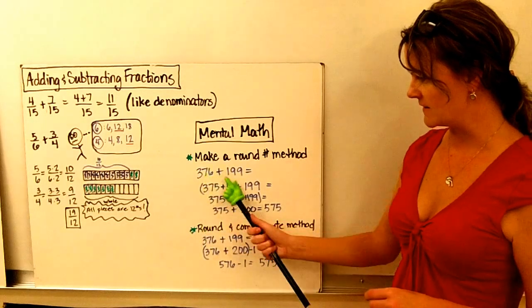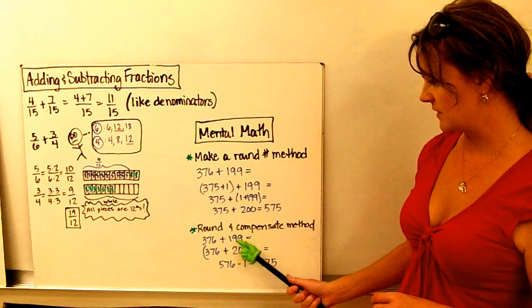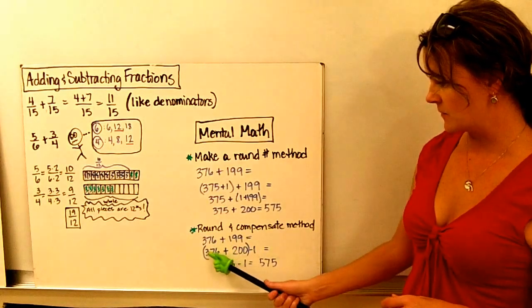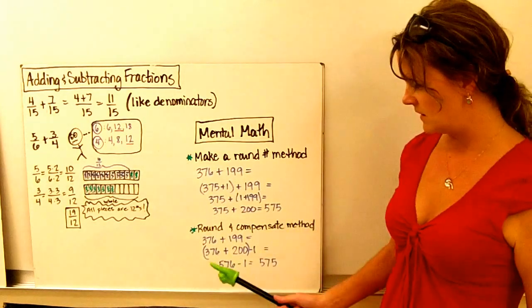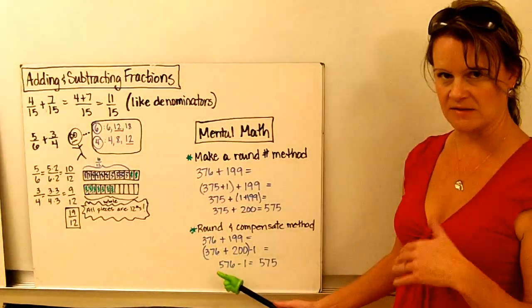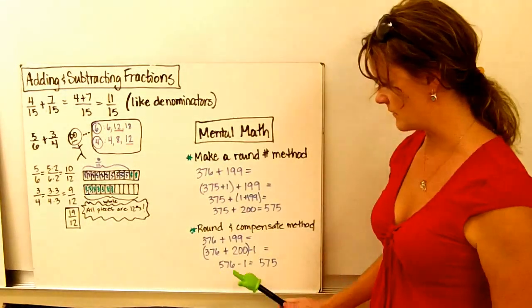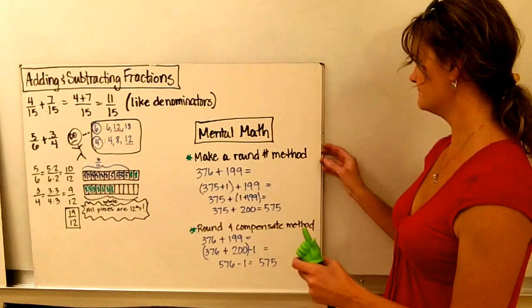Another method for adding this same problem is the round and compensate method. If we think of 376 plus 199 as 376 plus 200, and then just subtract 1 when we're done, then we can just think of 376 plus 200 as 576. It's easy to add those nice round numbers. 576 minus 1 then is 575.